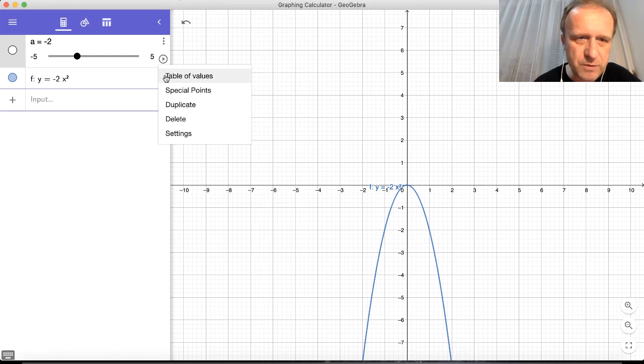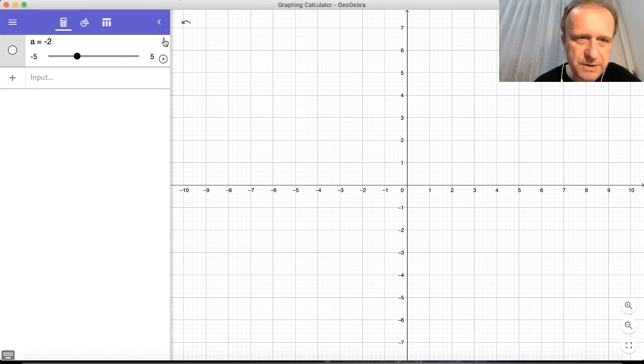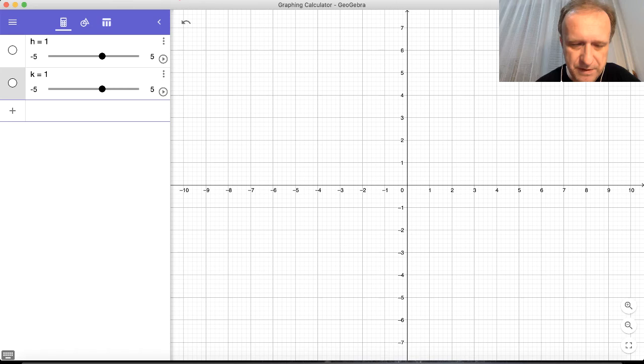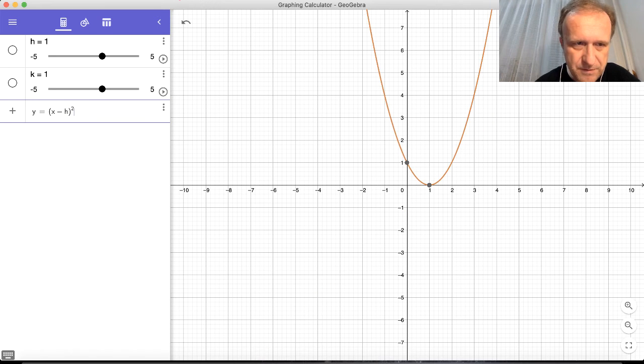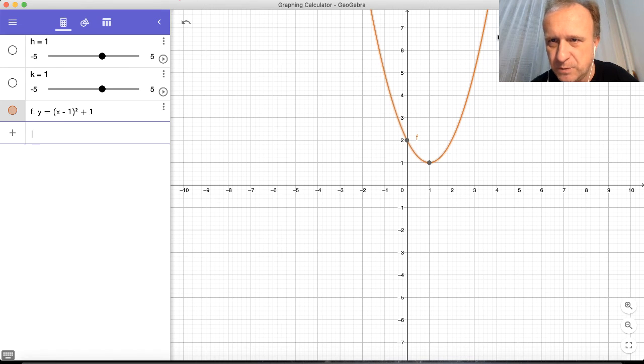So I will remove everything from the construction here, and let me start with the sliders. So h is the first slider and k is the second one, and the function is y equals bracket x minus h end of bracket squared plus k, like this. Okay, so this is the function. We can tell the computer to show us also the formula for the function, like this. Now the function here is x minus 1 squared plus 1.